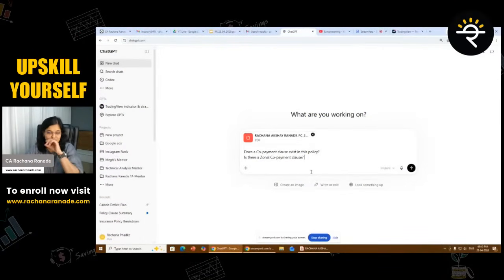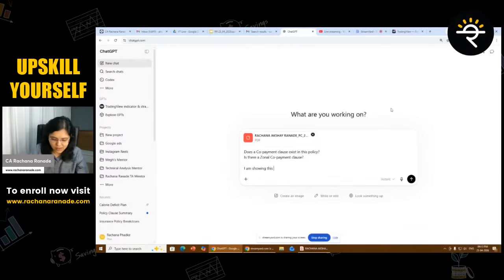Very old policy. So what am I asking? It's so simple. I just attached my health insurance policy here, and I've said, does a co-payment clause exist in this policy? Is there a zonal co-payment clause? I am showing this online, so don't disclose any personal details. I'll also say that show the data in a tabular form.